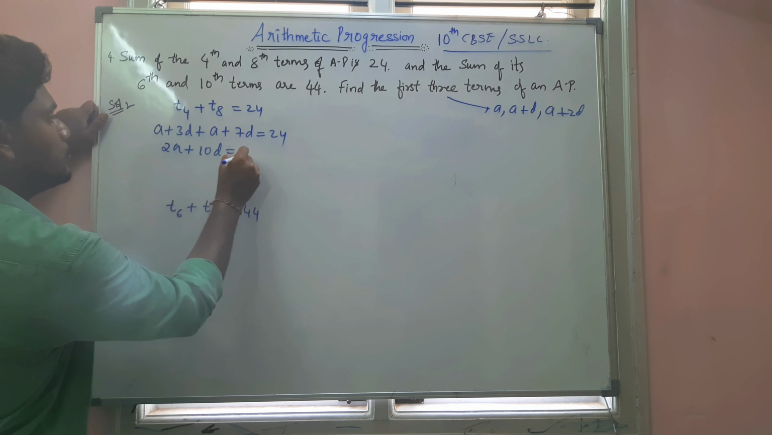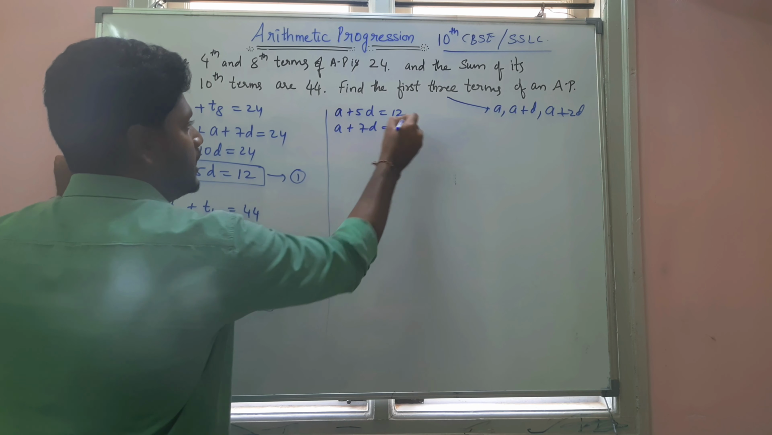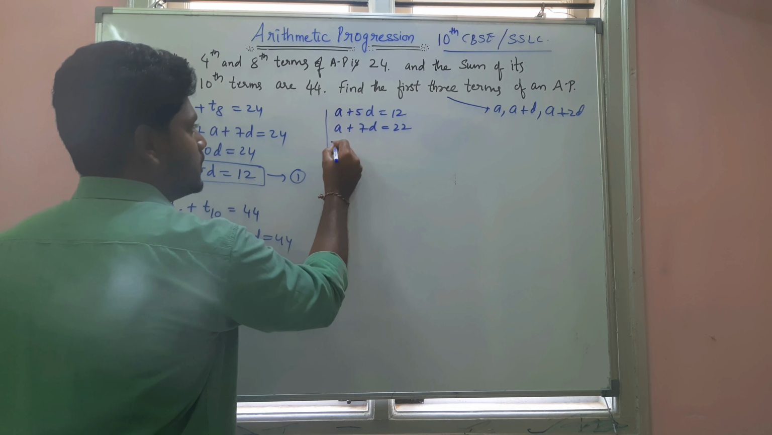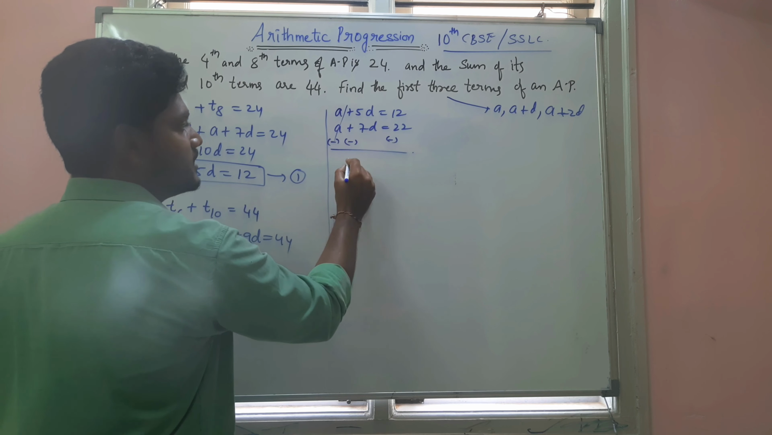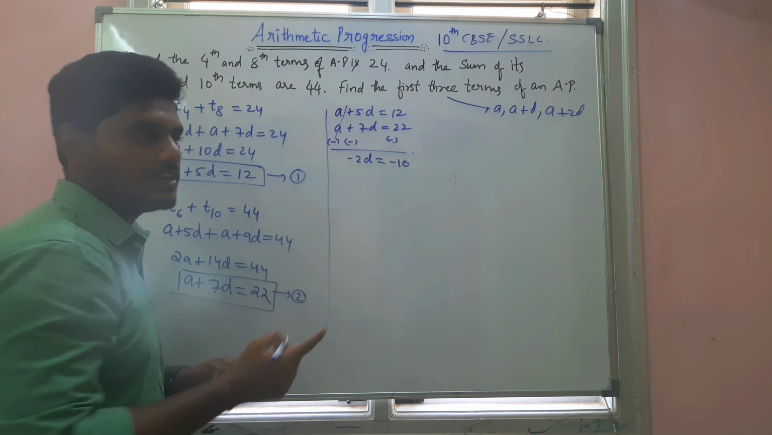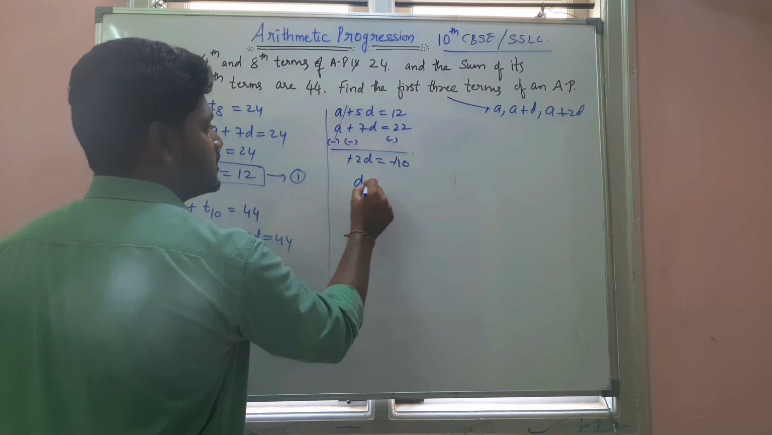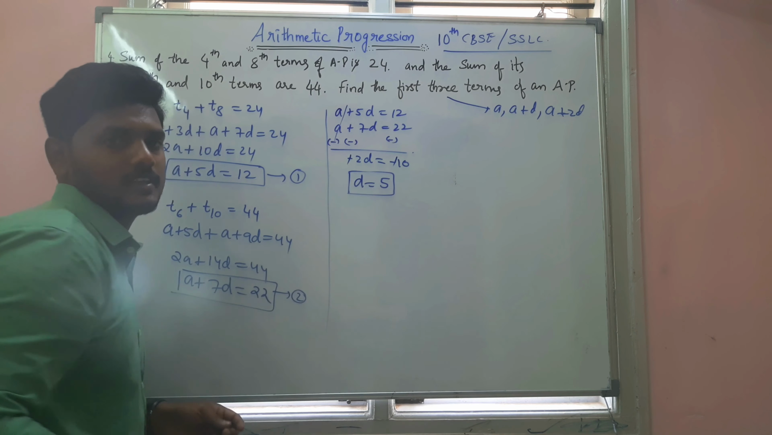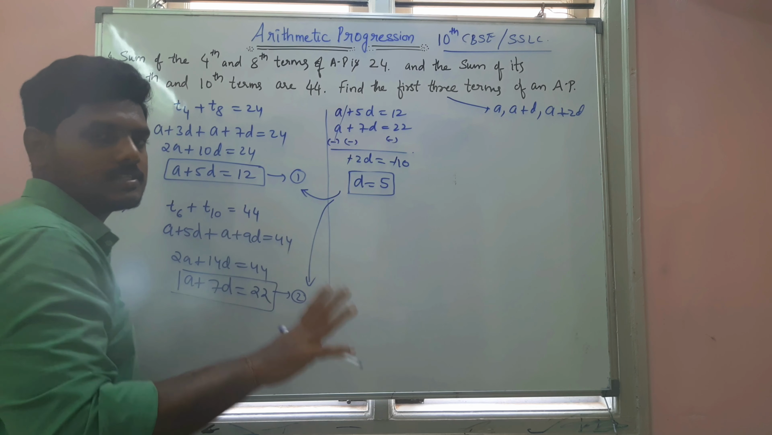Simple. See, the first equation is A plus 5D is equal to 12. The second equation is A plus 7D is equal to 22. Now we subtract. Plus minus, minus plus. So A cancels. 5 minus 7 is minus 2D is equal to 12 minus 22, which is minus 10. So the minus signs cancel, and the D value is equal to 5. As we got the D value, you substitute D in equation 1 or equation 2. No problem, we will get the same value.